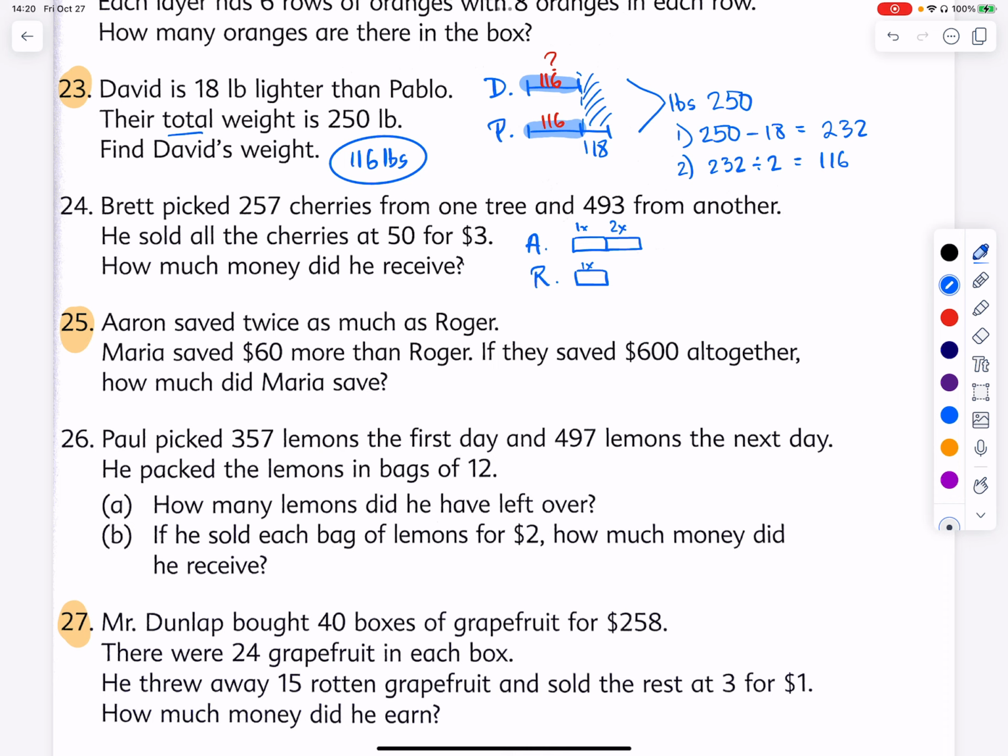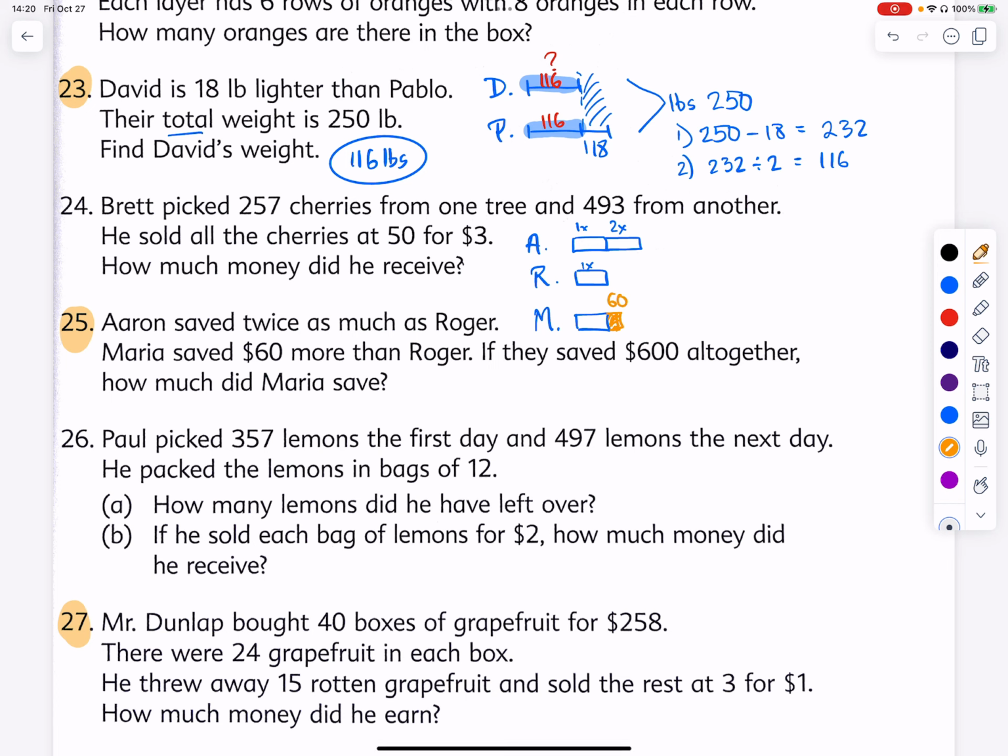Oh, there is a third character, M for Maria. Let's give her an M. Maria saved 60 more than Roger. Well, if this is Roger, but Maria saved 60 more, let's give her a little piece. Let's make it a little bit bigger, and let's label it 60.